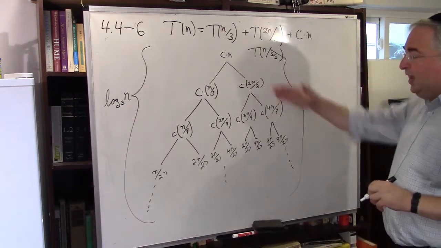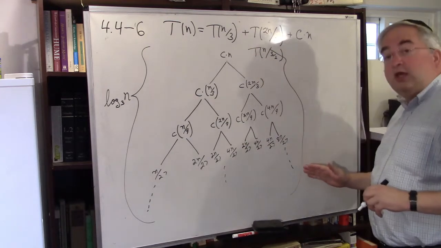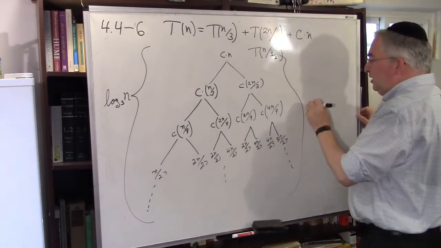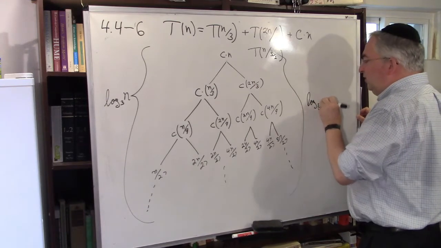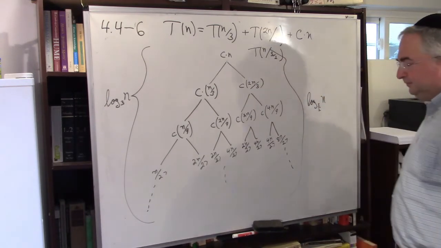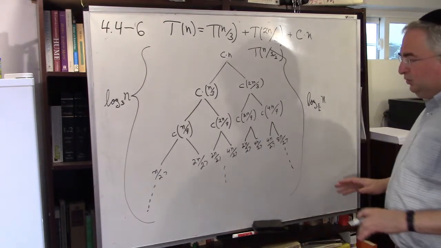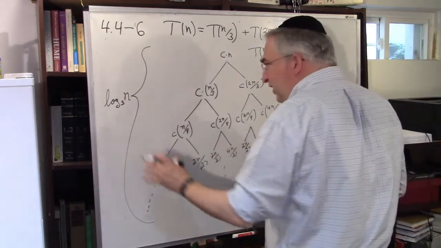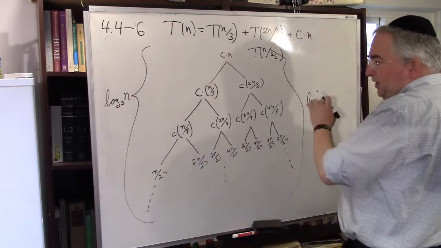So, question, how long is this side of the tree? And the answer is log base 3 over 2 of n. Okay? So, that's the way the tree is. The tree is a little bit lopsided. Here's log base 3, this is log base 1.5.